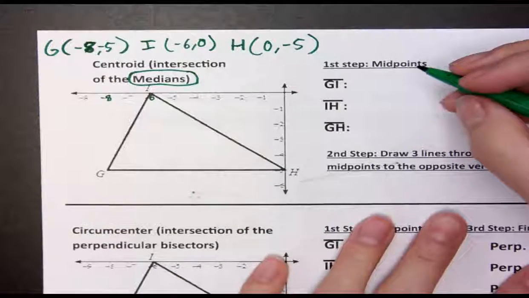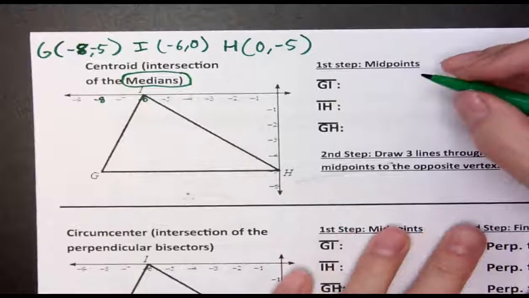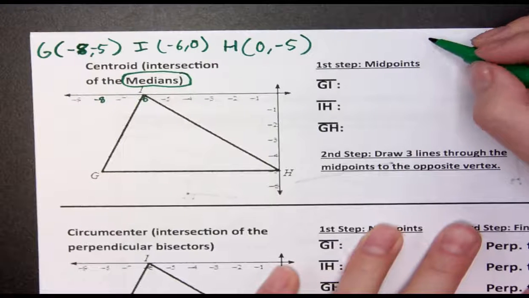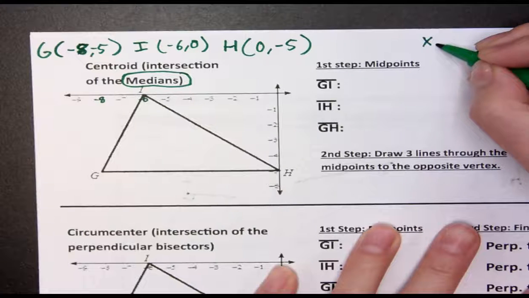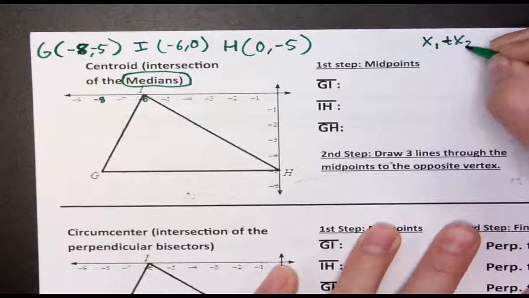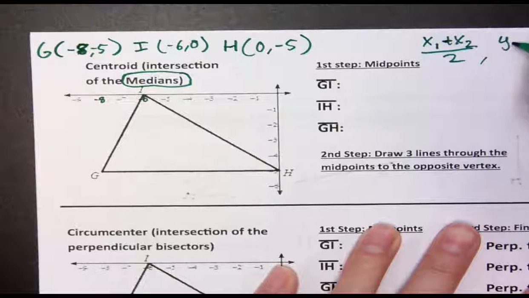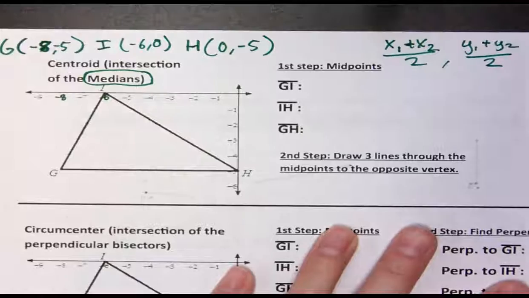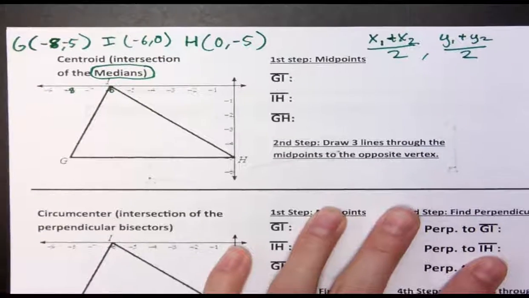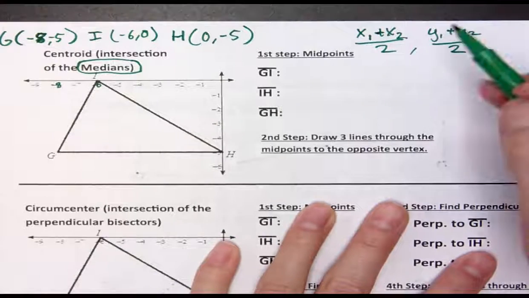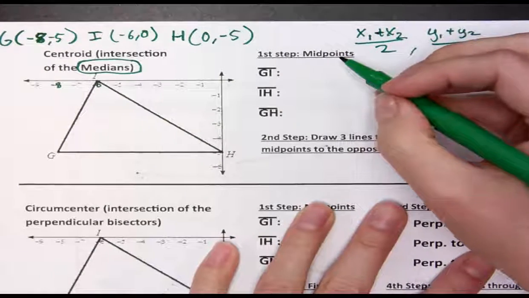So we're going to find the midpoints using midpoint formula. What's our midpoint formula? Okay, that's distance, y1 minus y2 squared. We will use that at some point, but for midpoint, it's just add the x's, divide by 2, add the y's, divide by 2. Okay, so that's what we're doing for the first step: find midpoints.